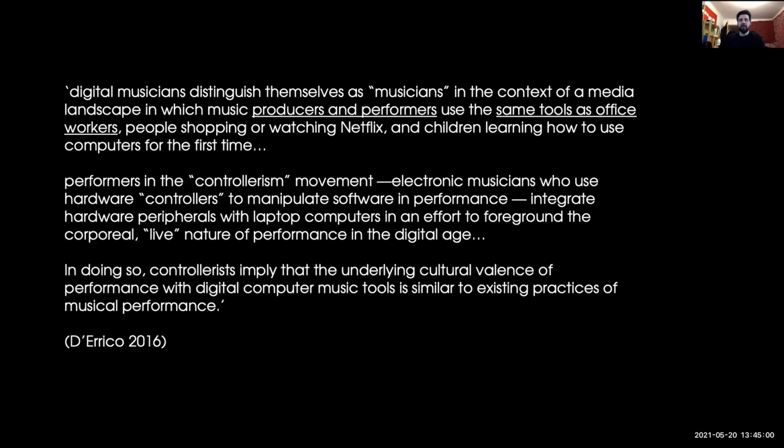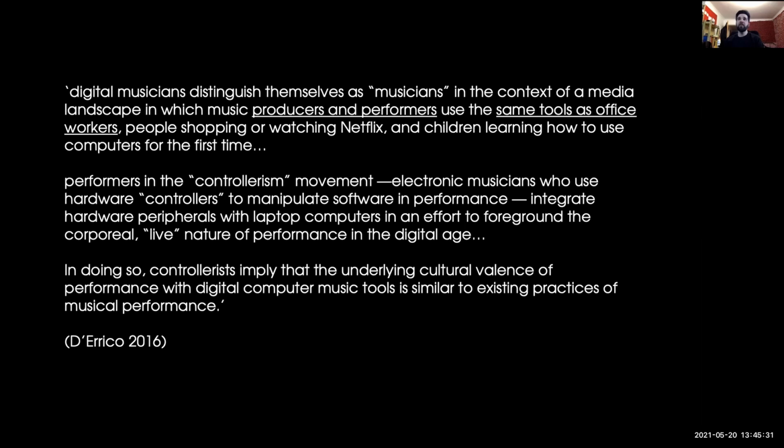And this is really the notion of whether this is a barrier or not, encapsulated in Matteo Derrico's thesis, where he goes to explain controllerism as a practice that can be accessible, definitely in the year 2016. He goes to say digital musicians distinguish themselves as musicians in the context of a media landscape in which music producers and performers use the same tools as office workers, or perhaps people shopping or watching Netflix, children learning how to use computers for the first time.